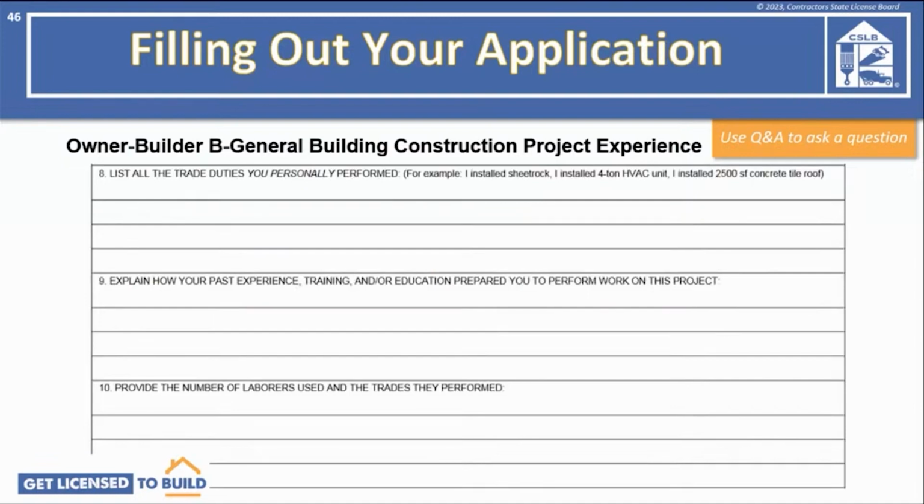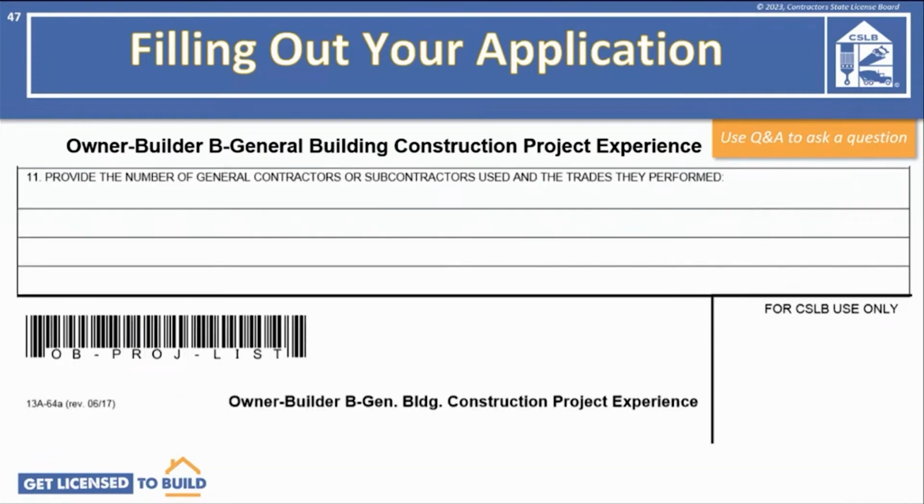In boxes 8 through 10, you will need to provide more detailed information about the project. Question 11 asks if other general construction contractors worked on the project and what trades they performed. Remember, this information should be as complete and accurate as possible.